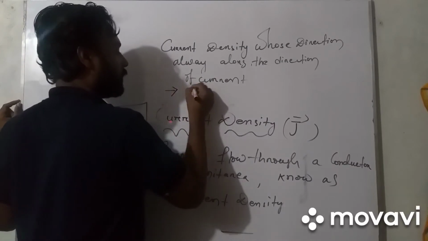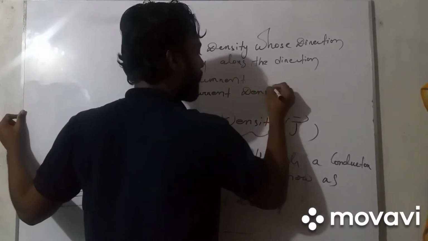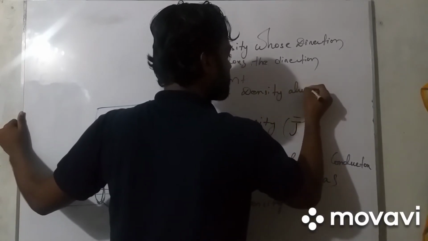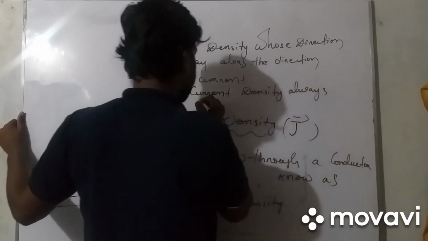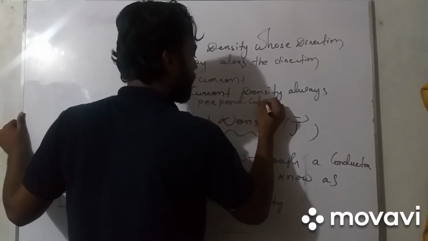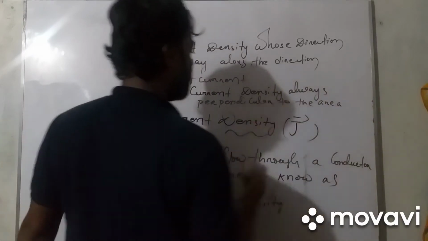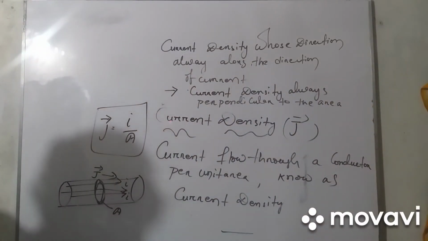Second thing is, current density is always perpendicular to the area. Okay, clear?